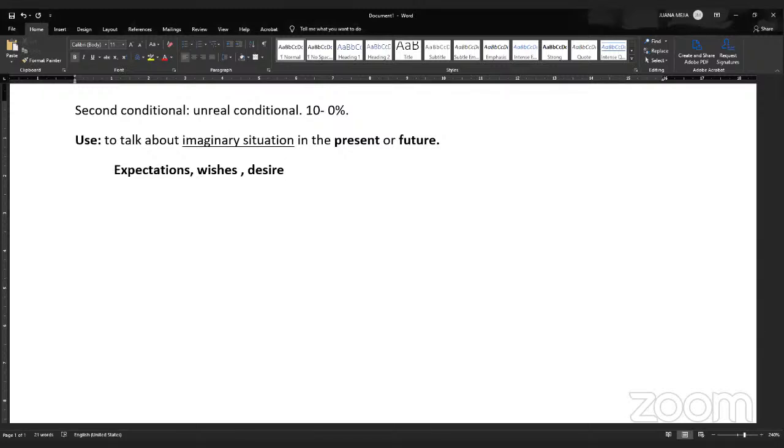Expectativa. Yes, that is something that you expect in the future or something that we expect in the present, but it's not for sure. It's just an expectation. Number 2, wishes. Any idea about this word?